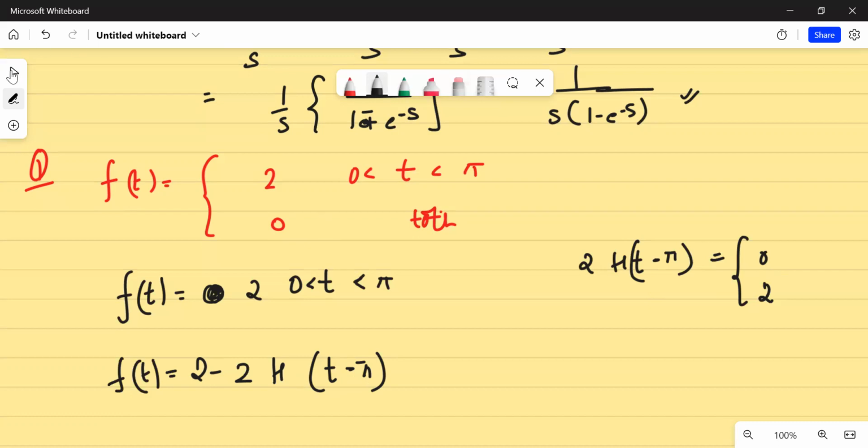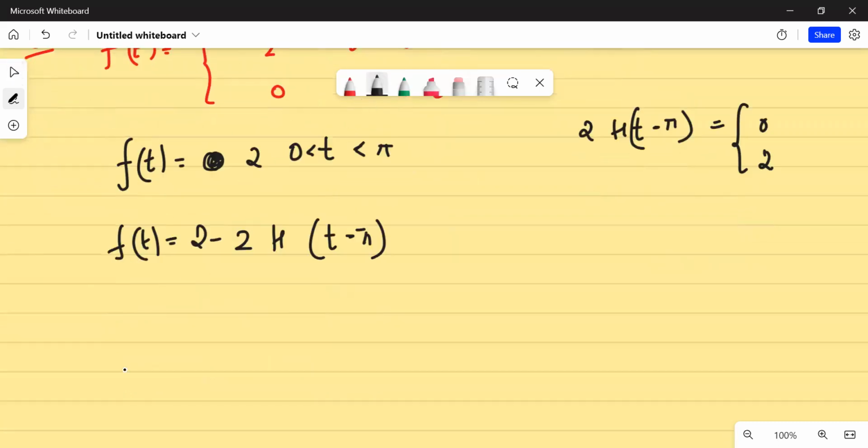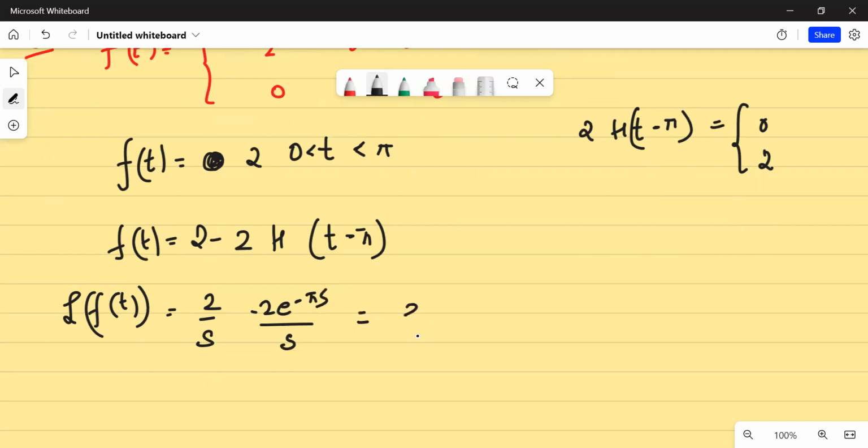Okay. And now I can simply find the Laplace transform of my f(t), which will be simply equal to 2 by s minus 2 e raised to the power minus pi s divided by s, which is equal to 2 by s times 1 minus e raised to the power minus pi s. Is that fine? Did this make sense? Okay, good enough.